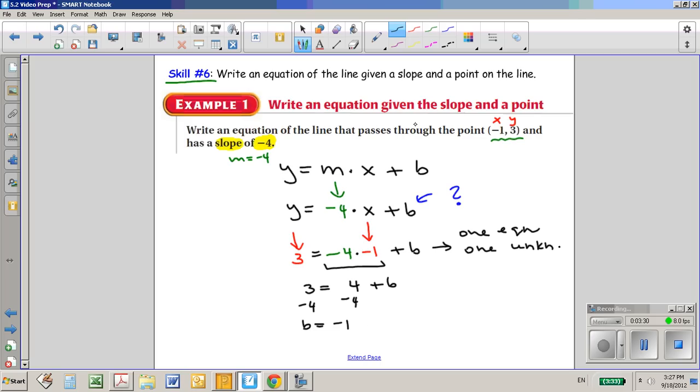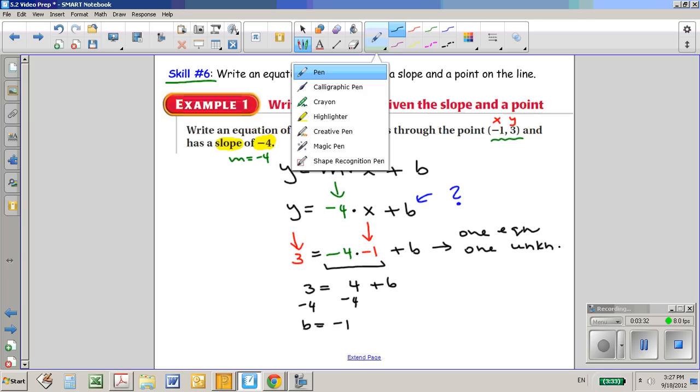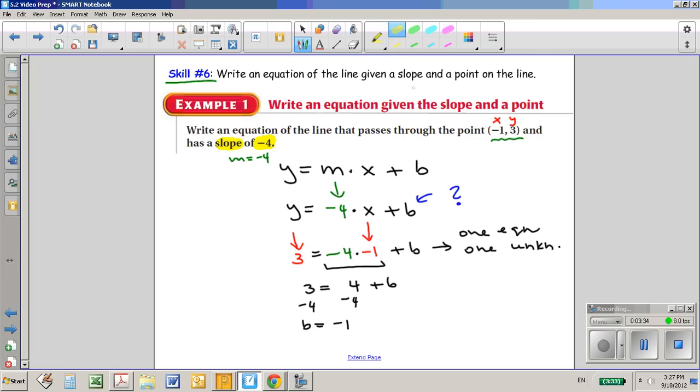And that's it. You guys are done, because look at this. I'm going to highlight the information that we have. I use this marker. So I have my slope here, and I have my b here, and that's all you need to know for your slope-intercept form. So my job is just to write the answer. So my answer is y equals -4x minus 1, and then you're done.